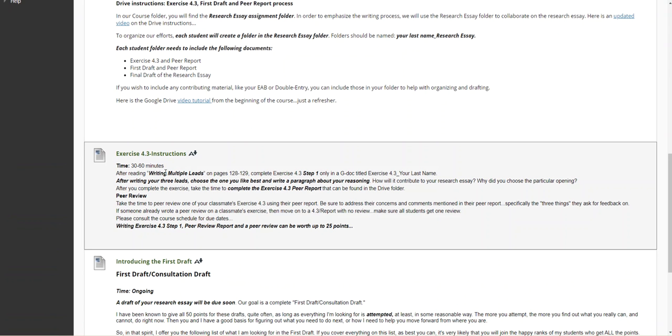I have the instructions here for exercise 4.3. Straightforward. Exercise 4.3, writing multiple leads, requires you to write three different introductions, or what we call openings. Ballinger calls them leads, for your research essay. Okay? Then there are some specific instructions on how to select one and talk about that. You're also going to look at what other classmates wrote for exercise 4.3. So you're going to write a peer review, and one peer review is going to be worth up to 25 points for this process.